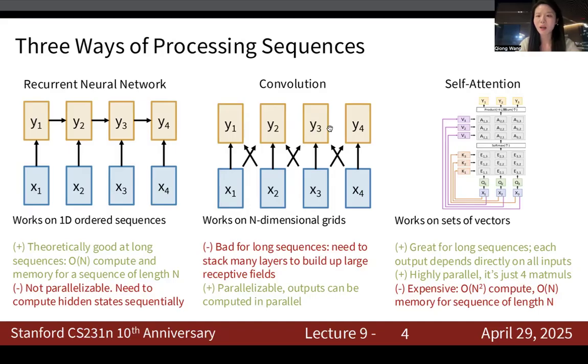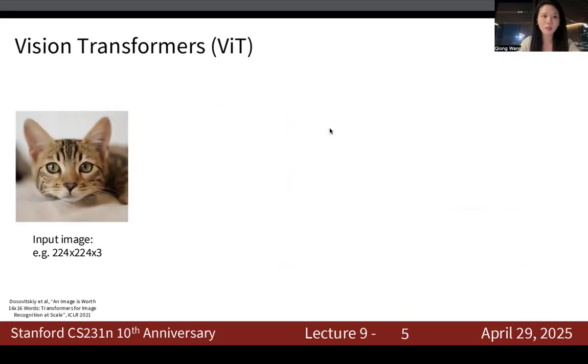For example, the computation cost is about n squared, and the memory of the sequence is about n. So we'd like to know how the vision transformer model works.